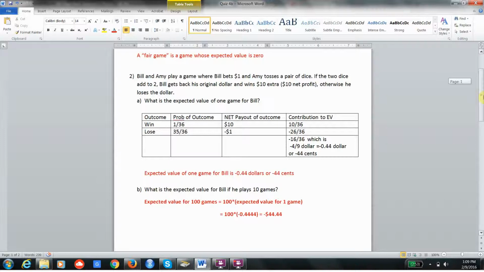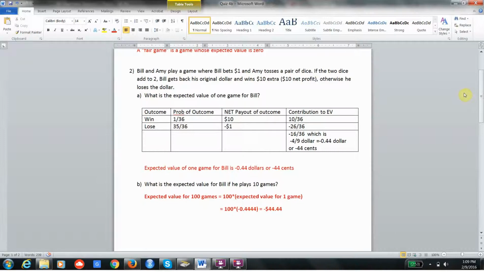All right, the second problem is a problem where two people are betting on a pair of dice that are tossed. And it says that if the two dice add to 2, Bill gets back his original dollar and wins 10 extra dollars. So he has a net profit of $10. Otherwise, he loses the dollar. What's the expected value? You can do this with a formula. You can do this with a table. I'm going to do it with the table. I think it's a little more clear.